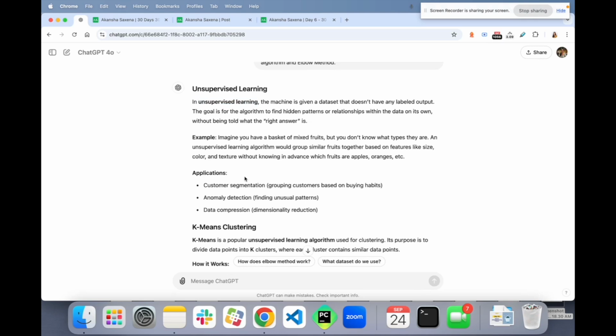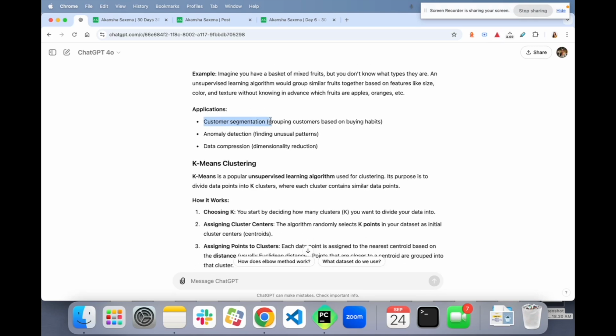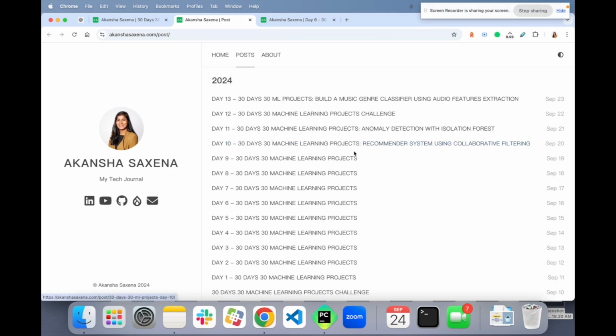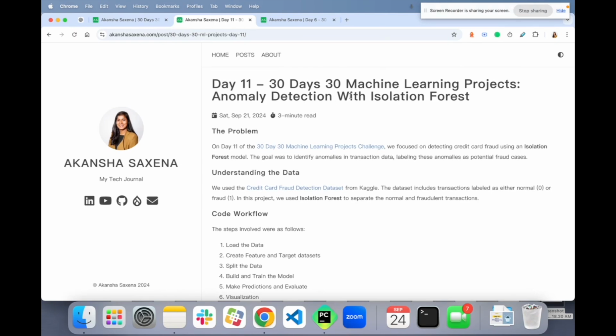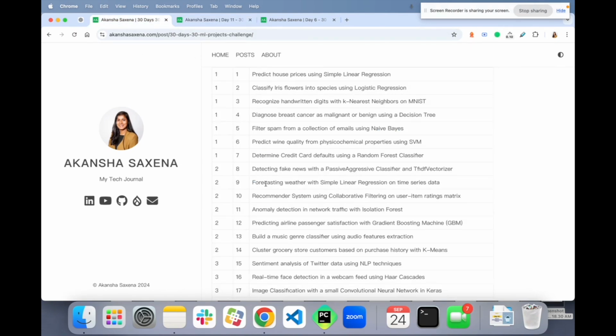Okay, now where do we apply this technique? We apply this technique in customer segmentation, grouping customers based on buying habits. Exactly, this is what we are doing today. We also implement this technique for anomaly detection using unusual patterns. We did that earlier, but we had the target, it was labeled data. If you remember, we did something like that, the 11th problem, finding anomaly detection with isolation forest. But we had the data telling us that this is the unusual data, the anomaly.